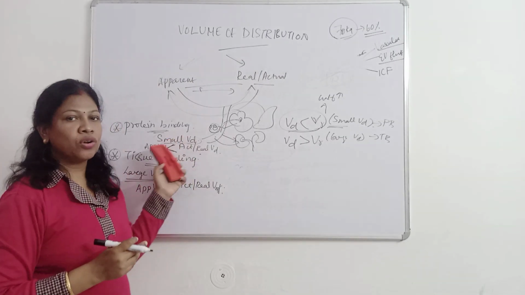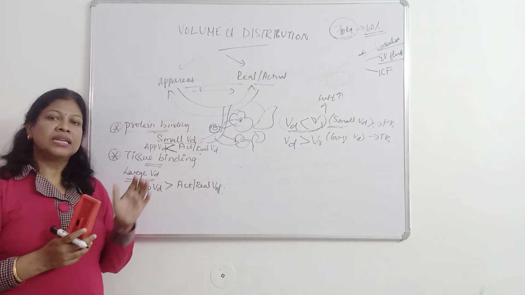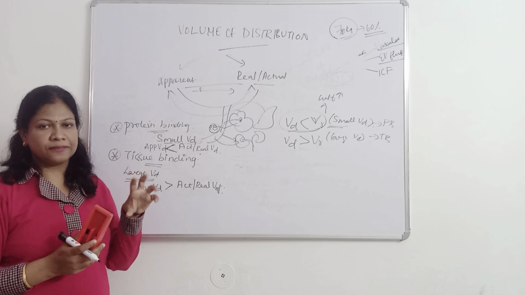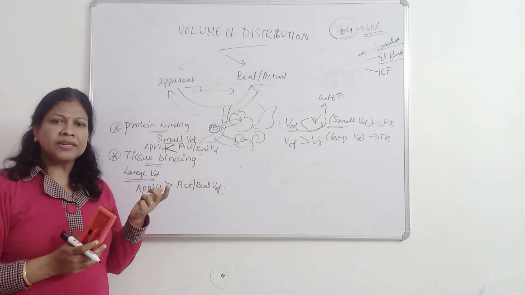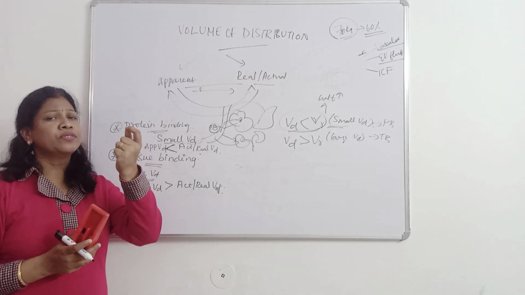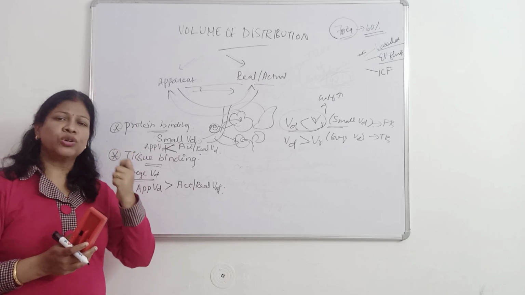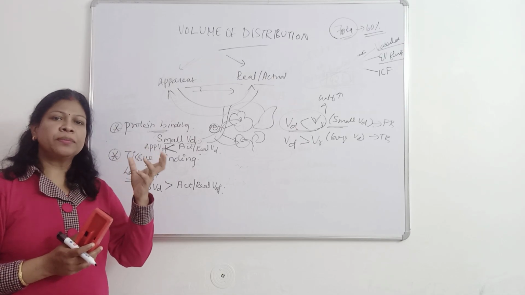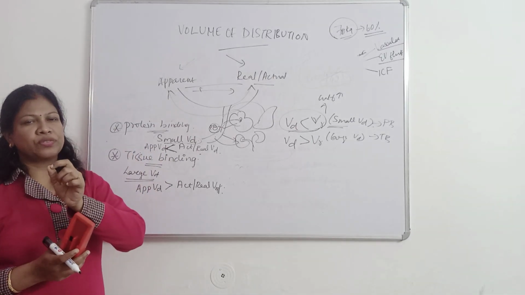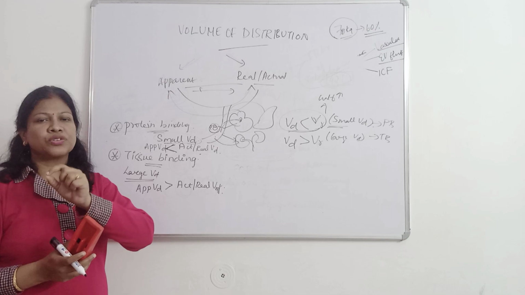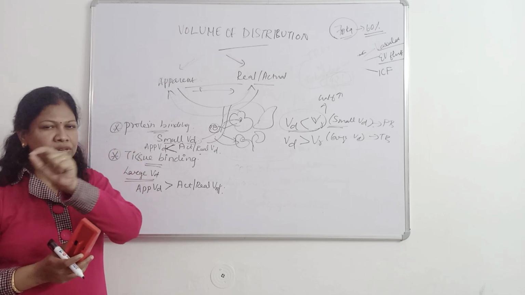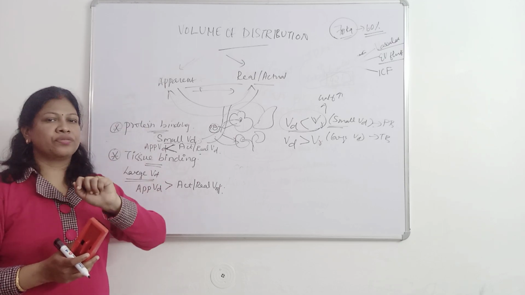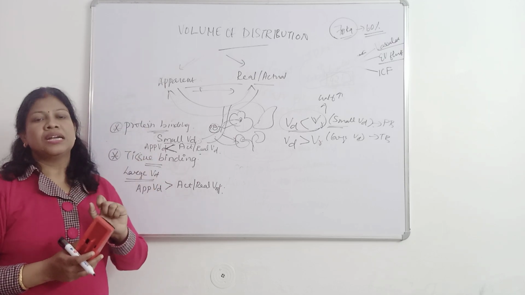So this is all about volume of distribution. This question may come in 5 marks and in some objectives, like in competitive exams, when the volume of distribution may be small or when it may be large. So it may be asked like this: protein binding leads to dash volume of distribution, that is small volume of distribution, that is apparent volume of distribution less than actual volume of distribution. There the actual volume of distribution will be more but apparent will be less.